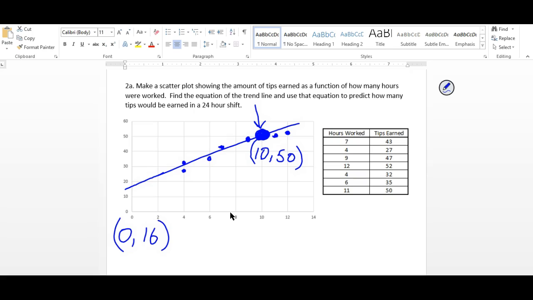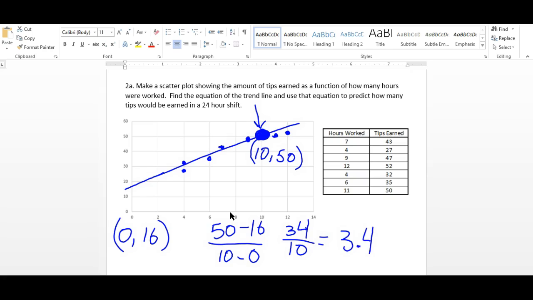The slope formula, y minus y over x minus x. Once we do the math there, we get 34 over 10, which again here we're talking about money. 34 over $10, I have no clue how much that is. That would be a time when we want to use a decimal, which is 3.4. That is my slope. So the first part of the problem is done. Now I need to find the y-intercept.